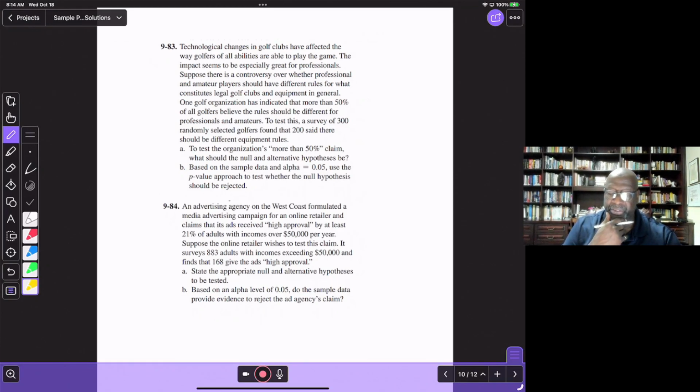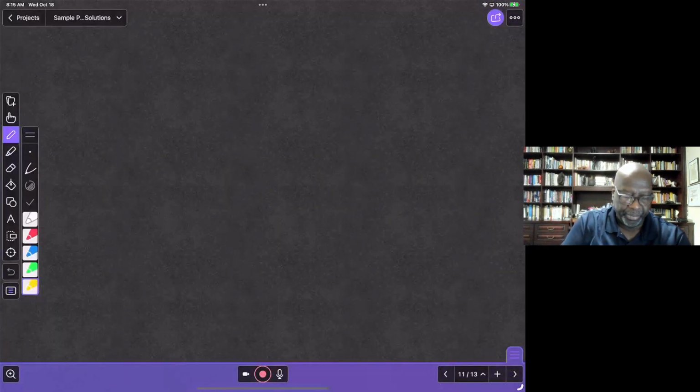So test the organization's claim. What should be the null and alternate hypothesis based on the sample data? Alpha 5%. Use the p-value approach to test whether the null hypothesis should be rejected. So I'll do this one, and you will do the next one. So let's just make sure we understand. More than 50% believe that there should be different rules. So here we go. Step one.